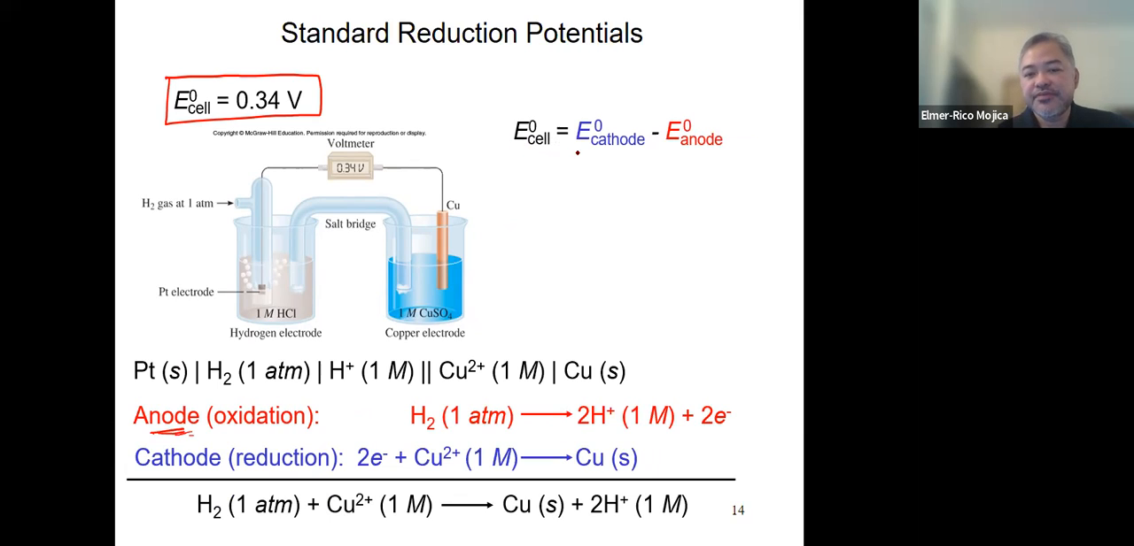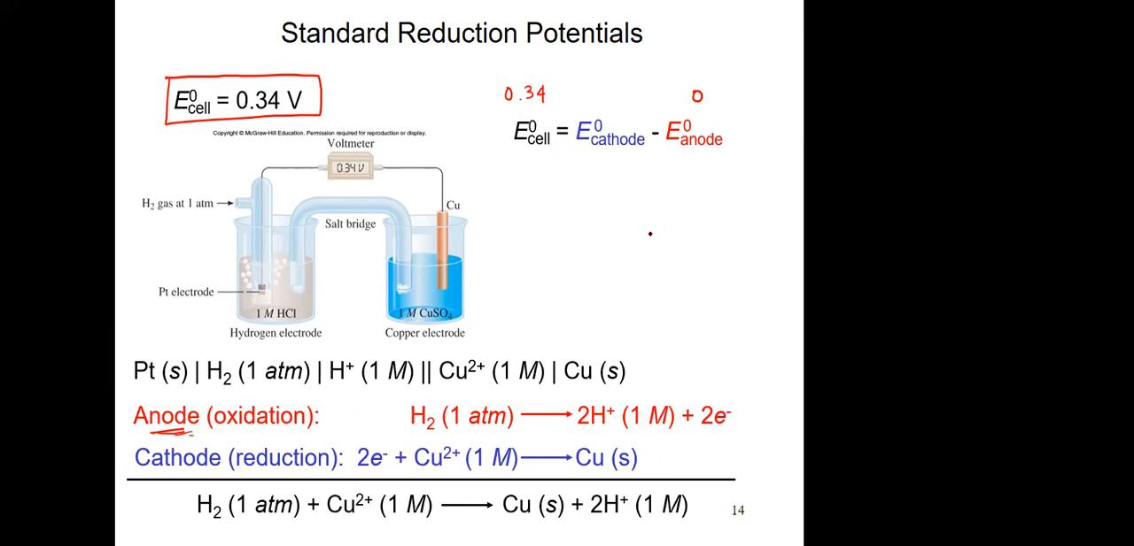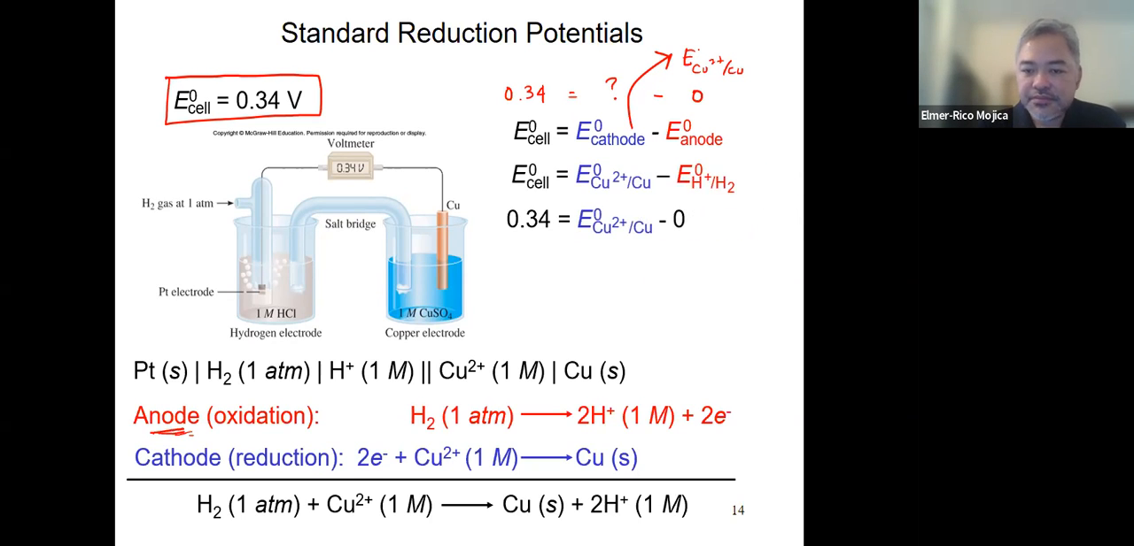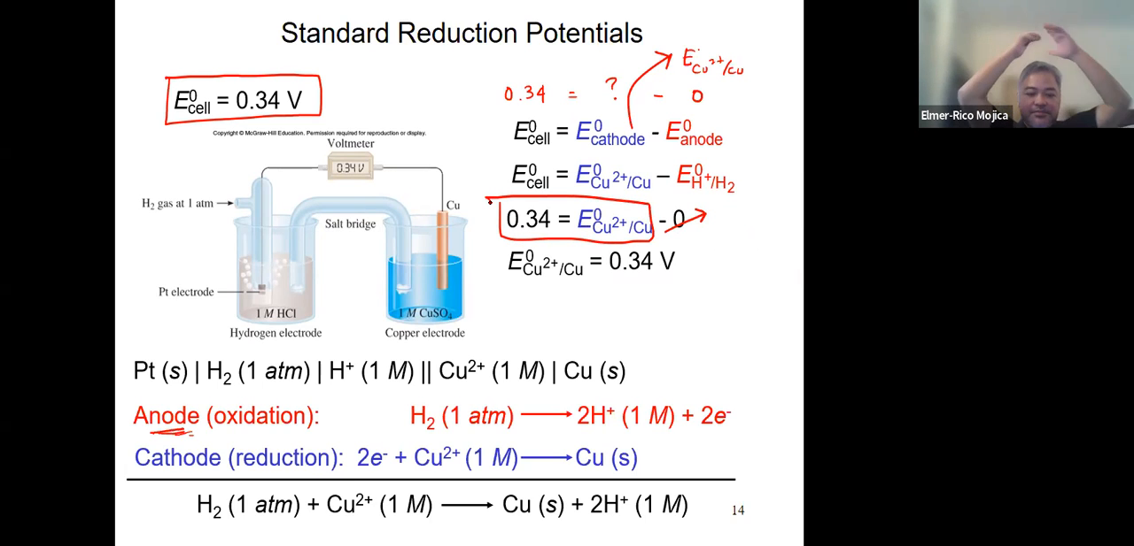So what value can we get from this information that we have here? This is 0.34, and this is 0. And this is what we're looking for, and this is equal to your value. If we look at them, we just cancel this out here. So this is the value that we get.